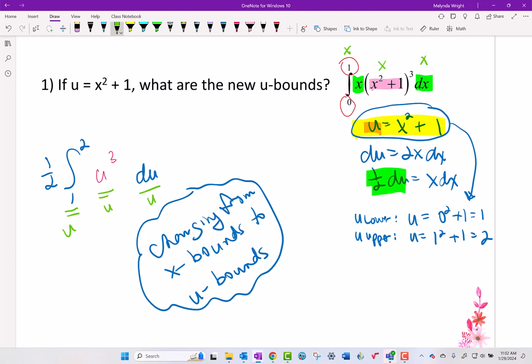I actually do it all at once. I do all of this at the same time so that I don't forget. Once I get my u and my du, I go ahead and get the bounds immediately. Otherwise, I'm afraid I might forget.